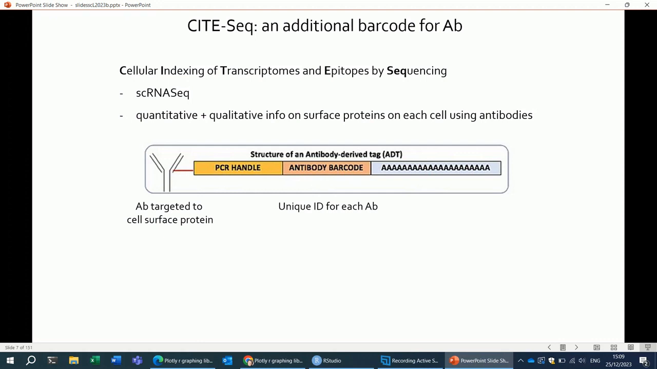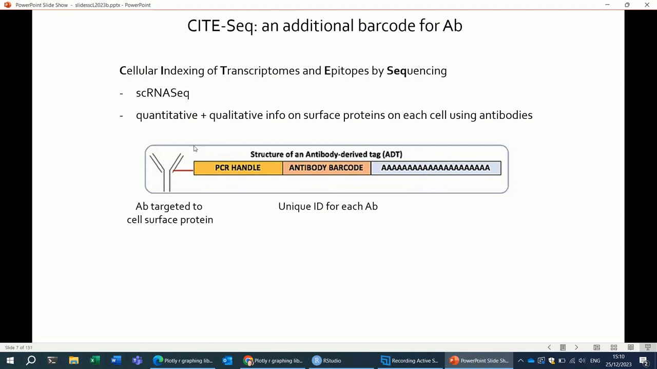There are many variations on this basic protocol that I have shown, and I will talk about two of these variations. So in the CITE-seq protocol, you are going to sequence the RNA as I have explained previously, but on top of the RNA, you're also going to estimate the abundance of cell surface proteins on your cells.